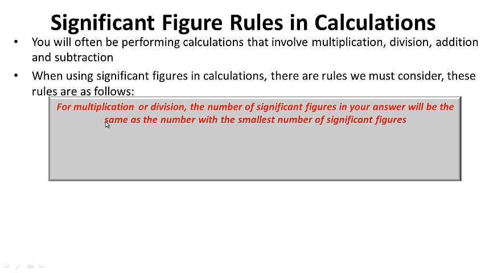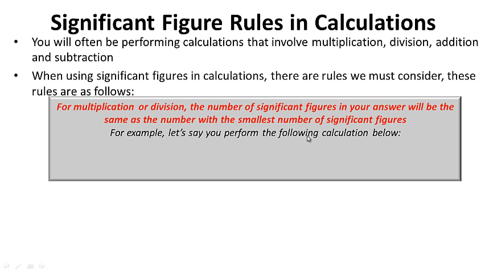So, for multiplication and division, the number of significant figures in your answer will be the same as the number with the smallest number of significant figures. Okay, so read that again. For multiplication and division, the number of significant figures in your answer will be the same as the number with the smallest number of significant figures.